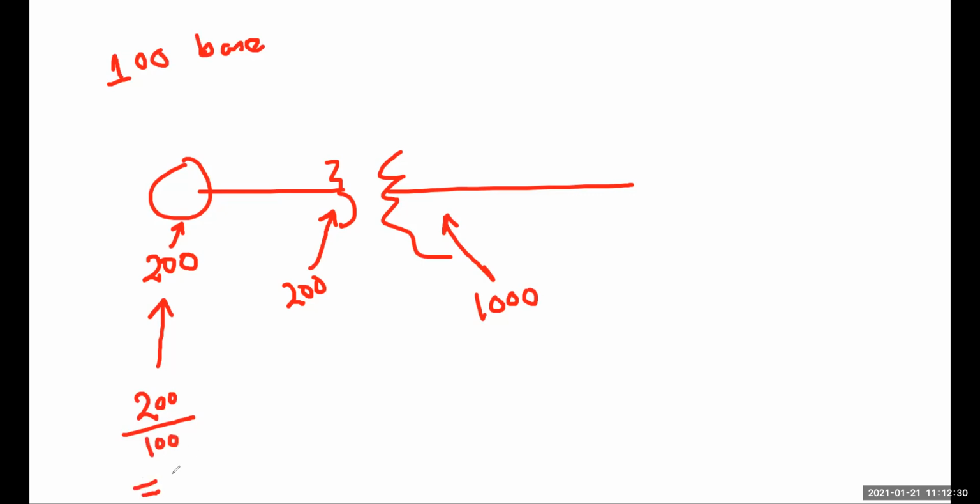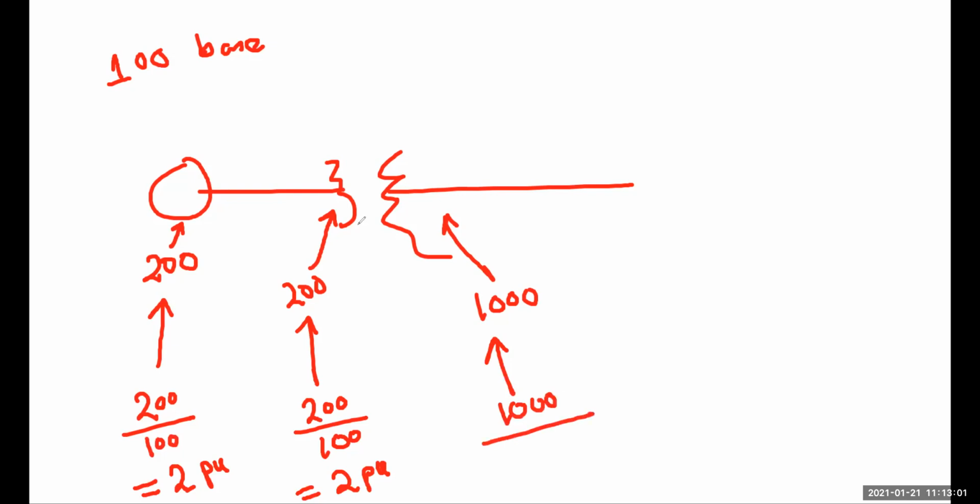So what is the per unit value here? 2. If you take the primary side, you have to use the actual value as 200 and base value as 100. What is the per unit value? 2. Again 2. If you consider the secondary side, that means the high voltage side, you cannot take 100 as your base because 100 was for low voltage side.